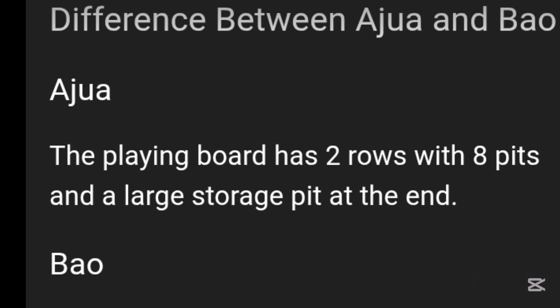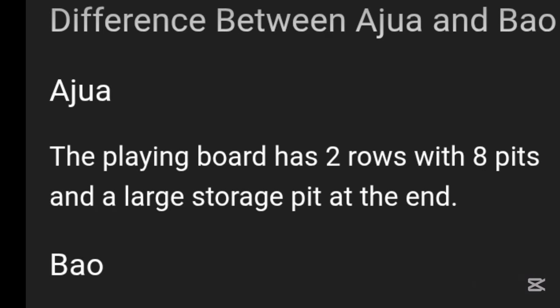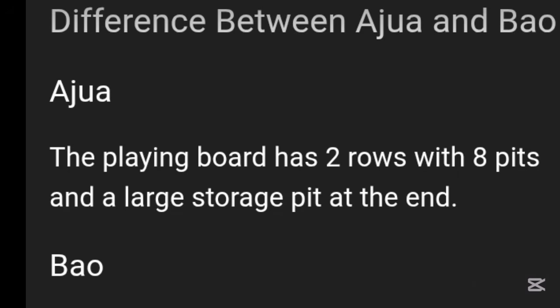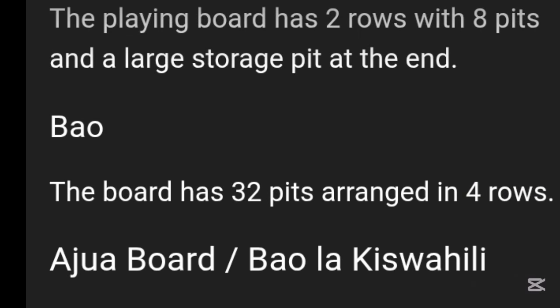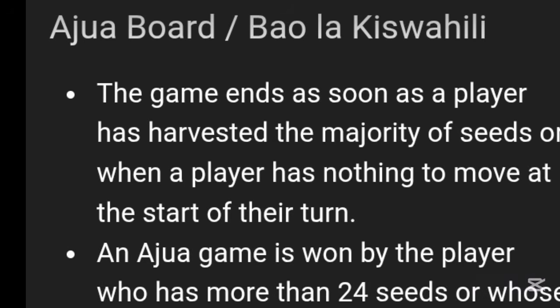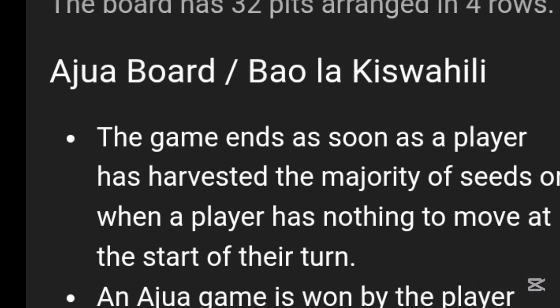Let's check on the difference between Ajua and Bao la Kiswahili. In Ajua, the playing board has 12 rows with 8 pits and a large storage pit at the end. While in Bao la Kiswahili, the board has 32 pits arranged in 4 rows. So let's discuss how the game is played and how the winner is determined.